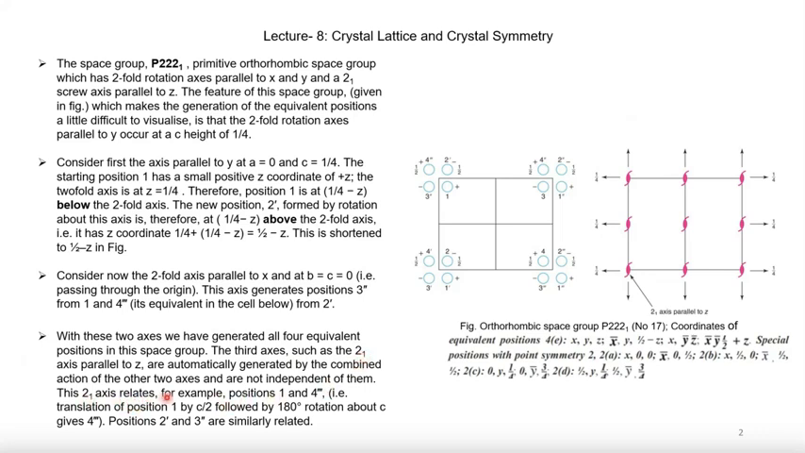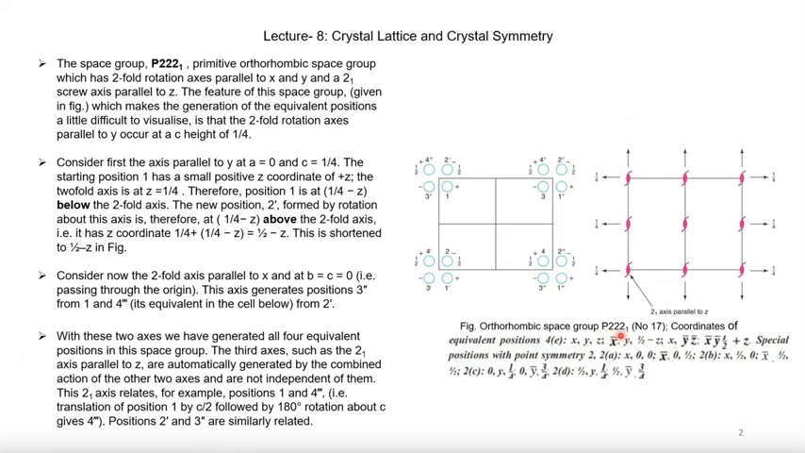Okay, these two axes relate, for example, 1 and 4 prime, 1 and 4 triple prime, how they relate. That's what we have to find out. And then we see that translation of position 1 by C by 2, followed by 180 degree rotation about the C axis, gives us 4 triple prime. Similarly, the positions 2 prime and 3, 2 prime are related.